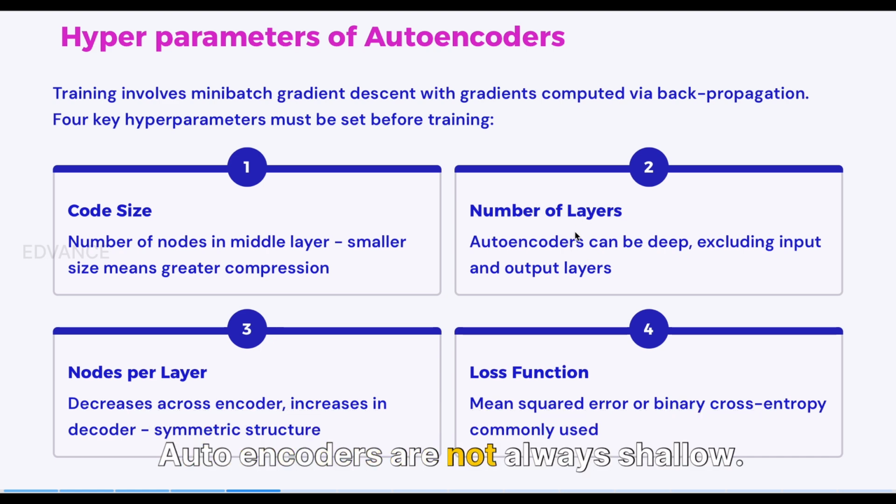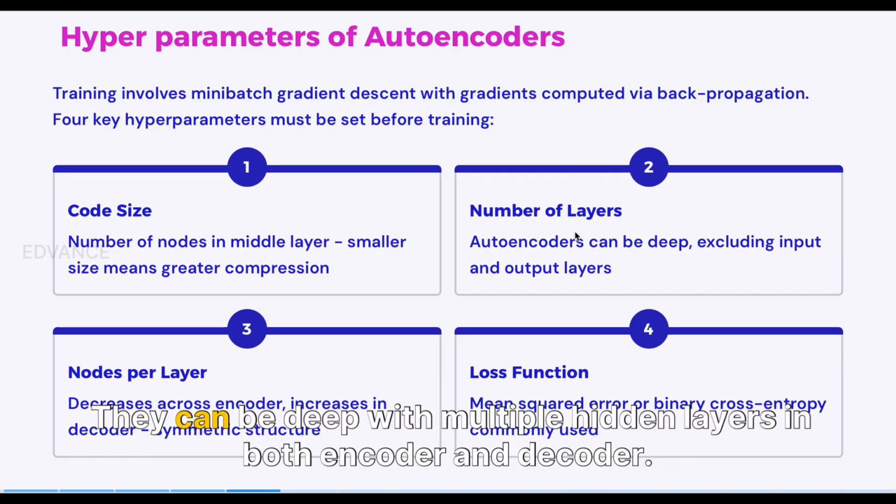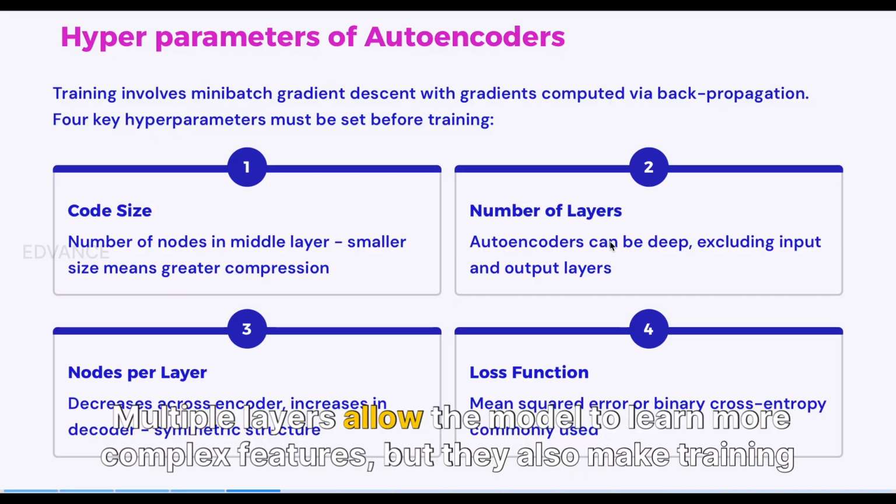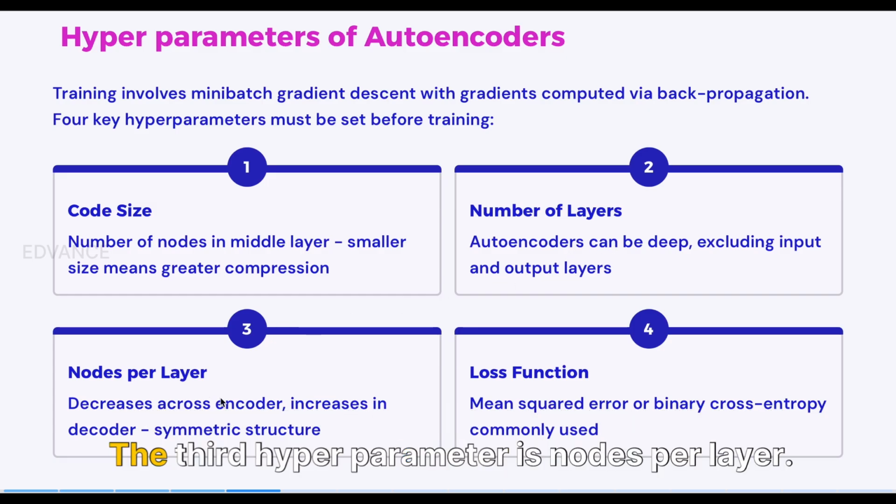Autoencoders are not always shallow, they can be deep with multiple hidden layers in both encoder and decoder. More layers allow the model to learn more complex features, but they also make training harder. The third hyperparameter is nodes per layer.